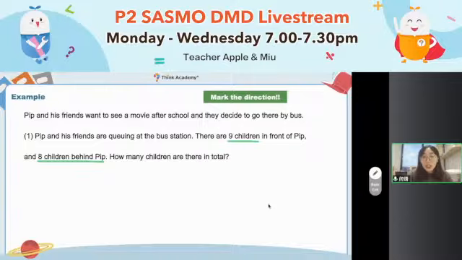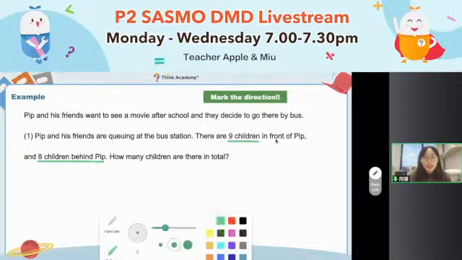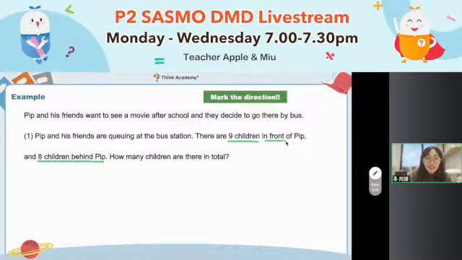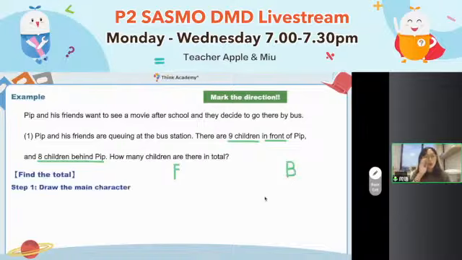Firstly, you need to mark the direction. What is the meaning? Look, the question can tell you some people are in front, some people are behind. So you need to label where is the front, where is behind, okay? So maybe Teacher Apple just like this. The left part refers to front, and then the right part refers to behind, okay? So after that, let's have a look. What should we do then?